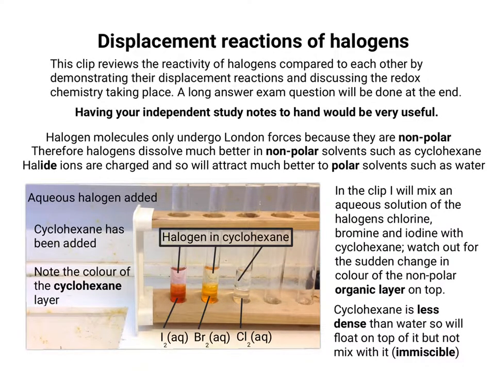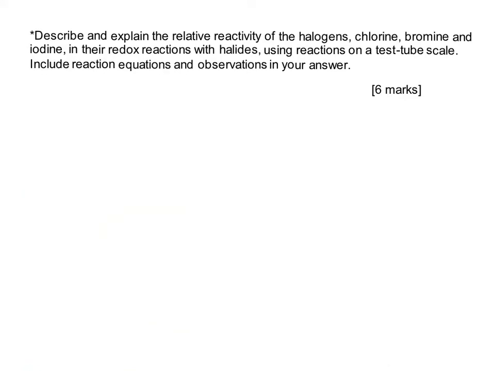So you can see quite clearly the change in colour of the cyclohexane layer as the halogen dissolves in it. So this is a good way of showing not only the solubility in non-polar solvents, but this can also be used for the displacement reaction we looked at before.